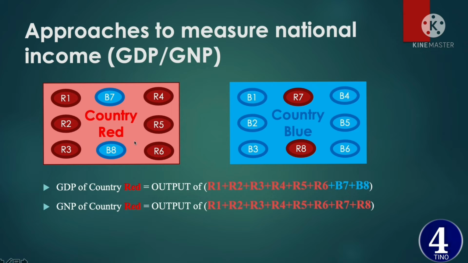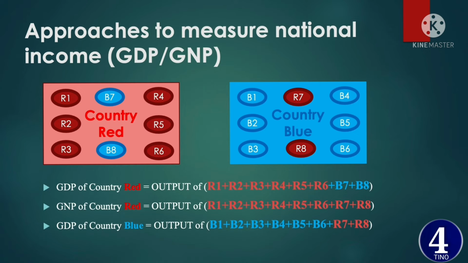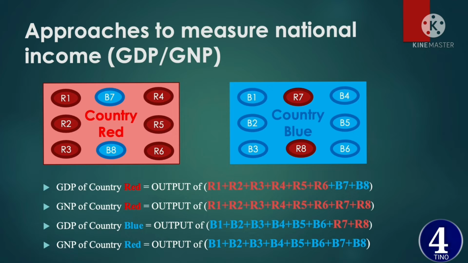red country. And the discussion that we have had for the red country will immediately work for the blue country. So when we are discussing GDP, we will add outputs produced by everyone inside the country, irrespective of their citizenship. But while we are calculating GNP of a given country, we will add output produced by citizens of a given country, irrespective of their current location. Okay, so these are the basic differences between GNP and GDP.